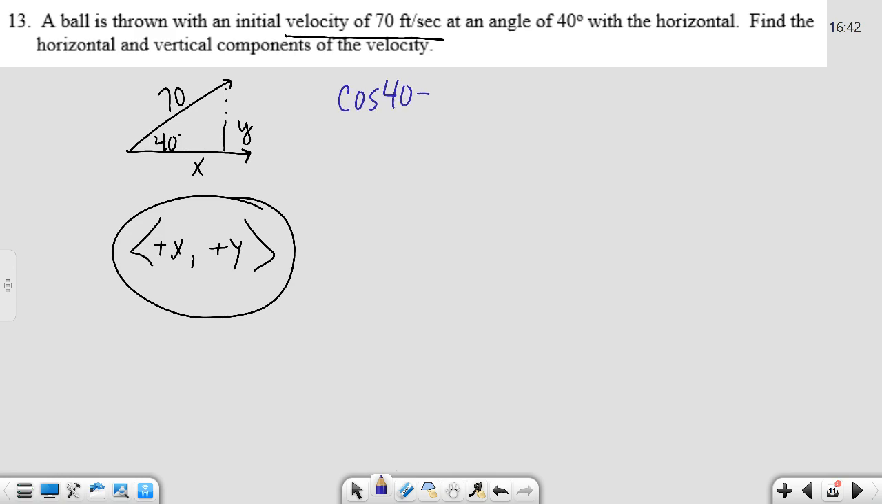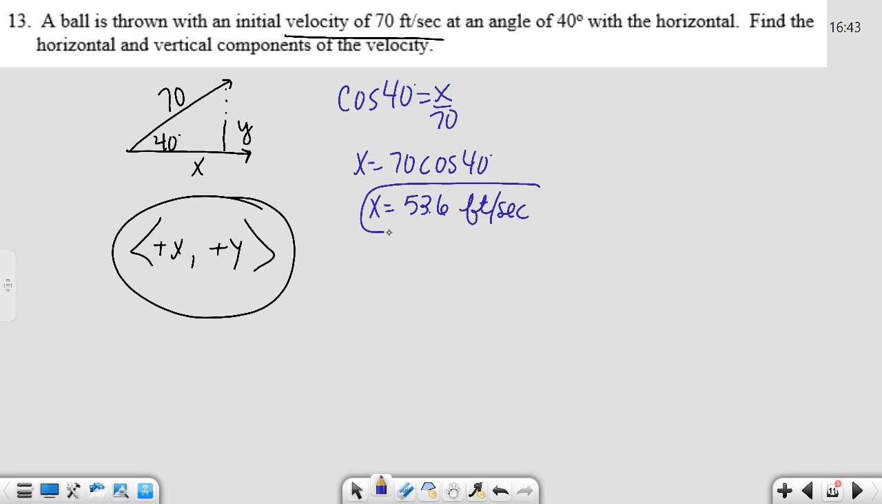So cosine of 40 equals x over 70. X equals 70 multiplied by cosine of 40 degrees. And when you type that in, x is approximately 53.6, and that would be feet per second.